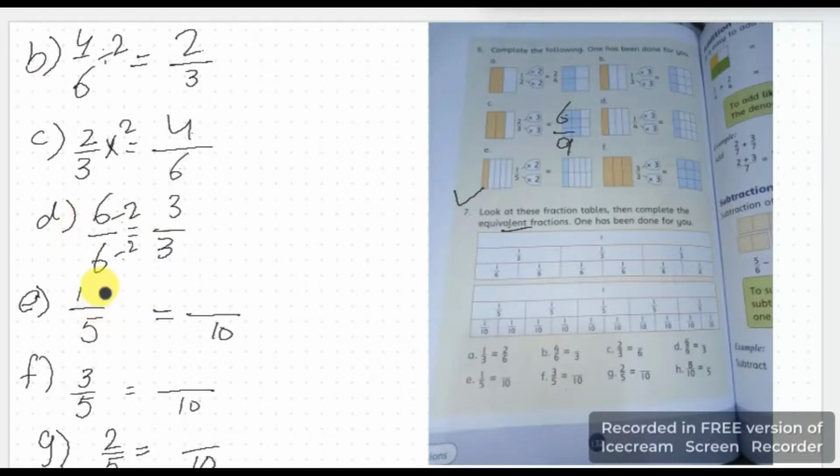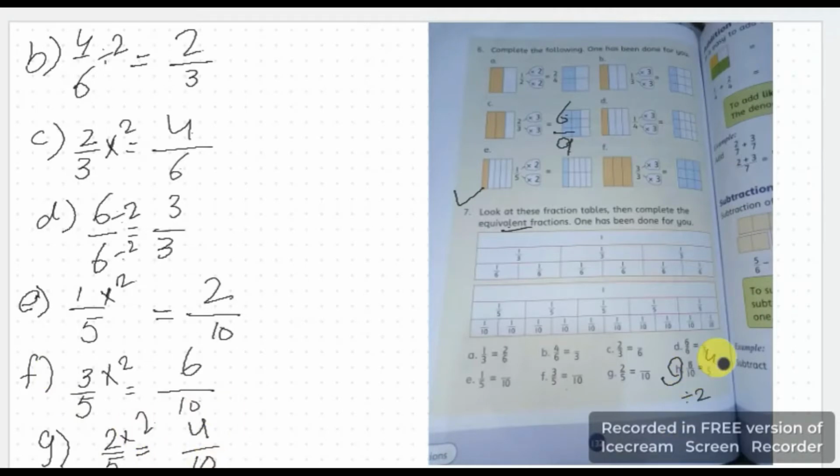In question number E, 1 by 5 and this is 10. We move smaller number to greater number. We multiply by 2. 5 2s are 10 and 1 2 is 2. So in question number F, this is a smaller number and this is a greater number. We multiply by 2. 3 2s are 6. And G, students, this is also a smaller number and this is a bigger number. We handle it by multiplying. If we multiply by 2, 2 2s are 4 and 5 2s are 10.